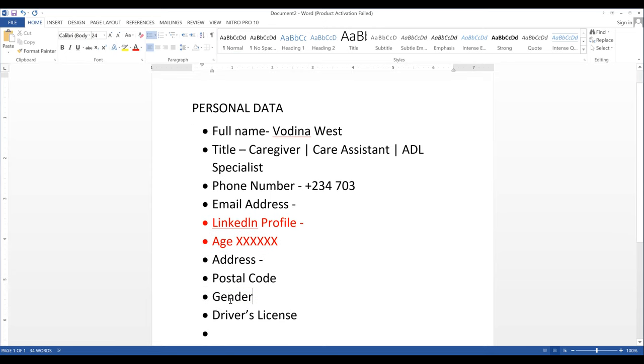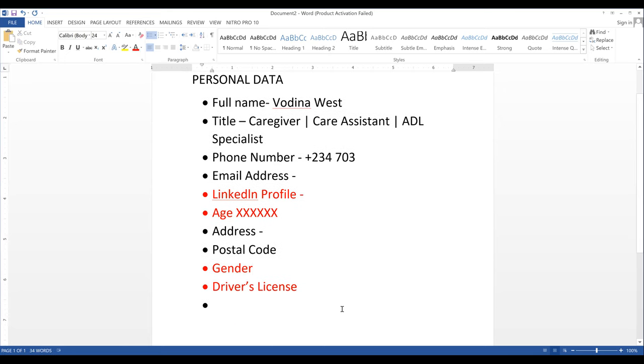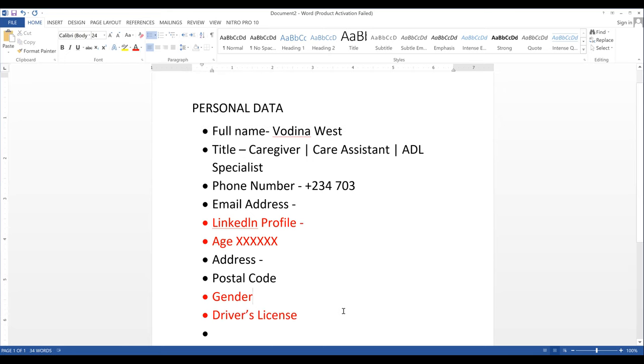Okay? Gender is not necessary. They don't care if you're male, if you're female, if you're cross-gender, transgender, whatever gender, they do not care about it. So do not add that. Under your statement and driver's license, I have never seen this. This is not a personal data about you. These things are not required.